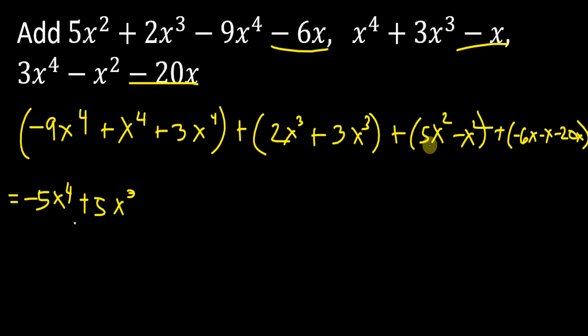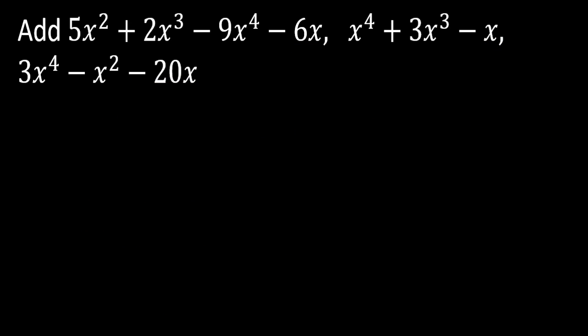Next, 5x squared minus x squared. So, 5 minus 1, that is 4. And that is positive. So, plus 4x squared. Then, negative 6x minus x, that is negative 7x. Minus 20x, negative 27x. So, parang pag-addin mo lang sila, and then yung sign is negative. So, it is negative 27x. So, that's it.